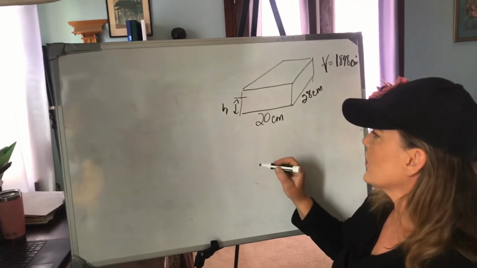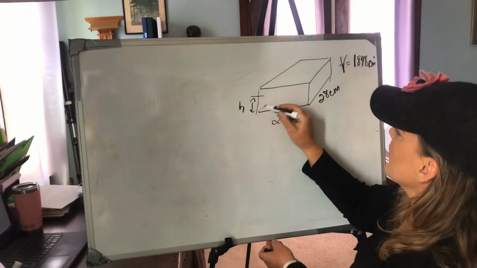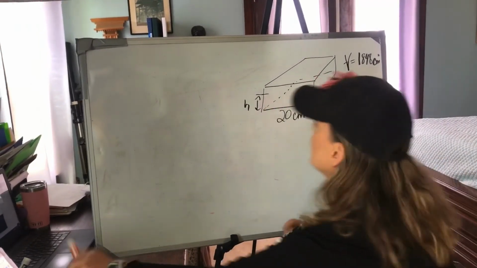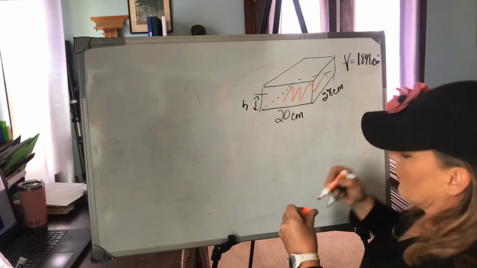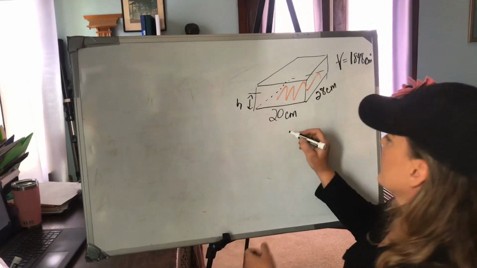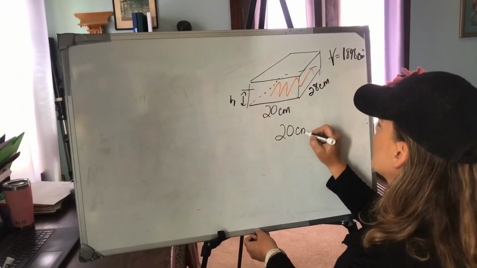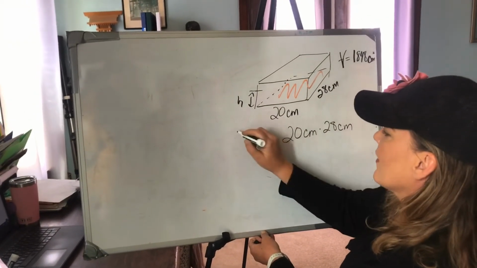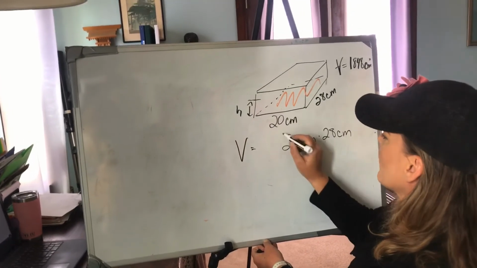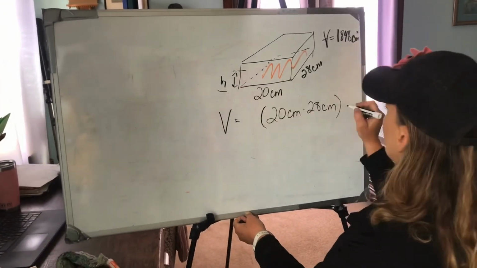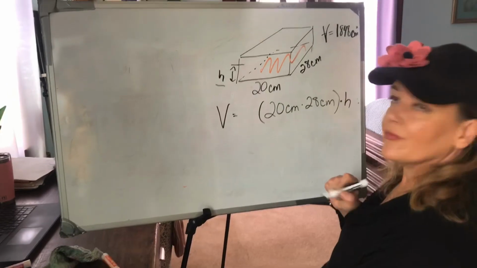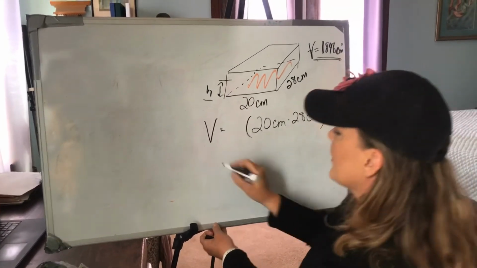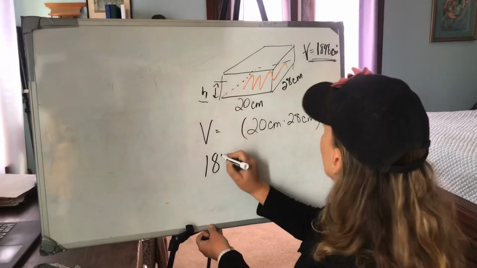So let's write the equation. So we know that the area of the base, again, the base is this flat part here on the bottom. We know that the area of that is going to be 20 centimeters times 28 centimeters. And then to get volume, we know that we have to multiply that by this height, which is a variable that we don't know, but we're given the volume. So now that I have all my parts, I can plug them in. For volume, I'm going to put 1,848.